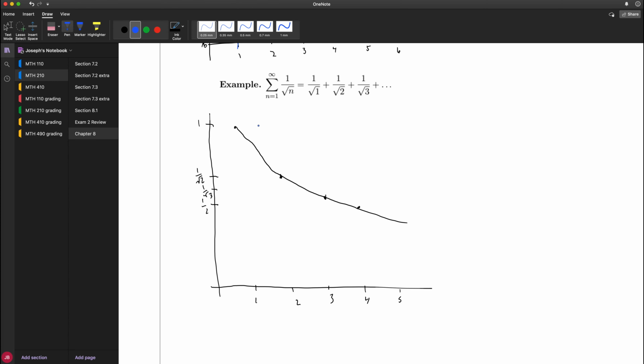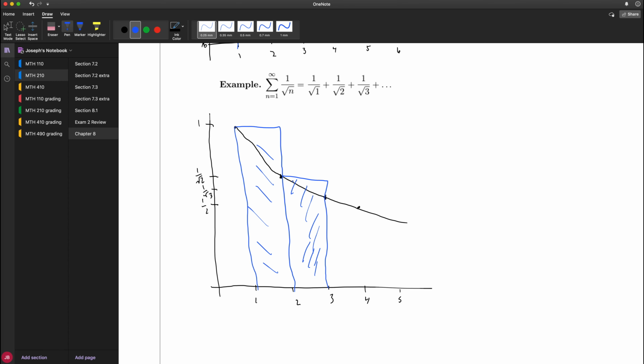Let's build some rectangles. So notice 1 over square root of 1 is actually the area of this blue rectangle that I'm drawing, right? Because it has a width of 1 and a height of also 1. This blue rectangle here has an area of, you guessed it, 1 over square root of 2. Notice its width is still 1, but its height is 1 over root 2. This rectangle here has an area of 1 over square root 3. This one here, an area of 1 over square root of 4, also known as 1/2, right? And so on and so forth.